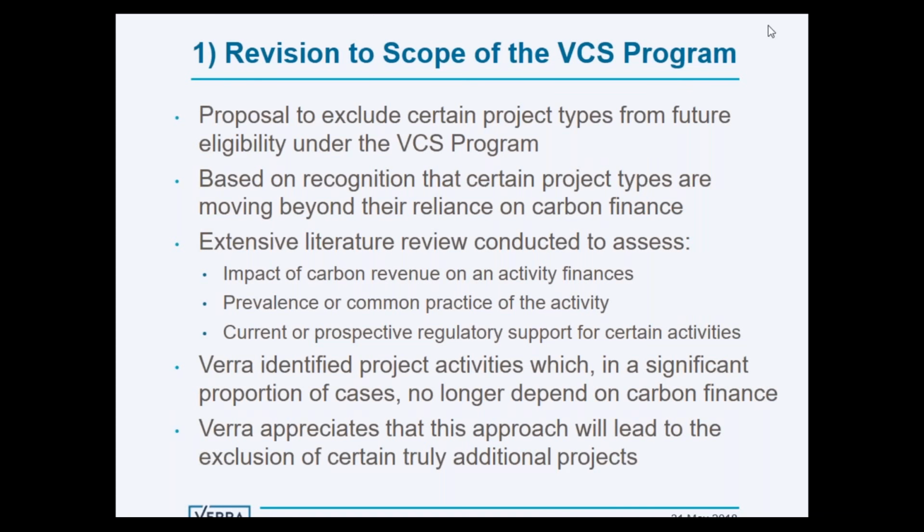So the first proposal or concept document that we've got as part of the VCS version 4 consultation is a proposal or a consideration to revise the scope of the VCS program. So what we mean more precisely by that is we're proposing or considering to exclude certain project types from future eligibility under the VCS program.